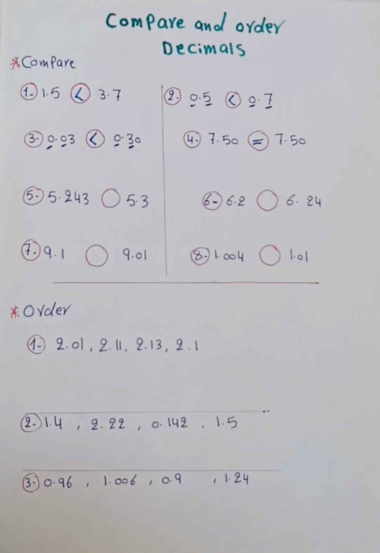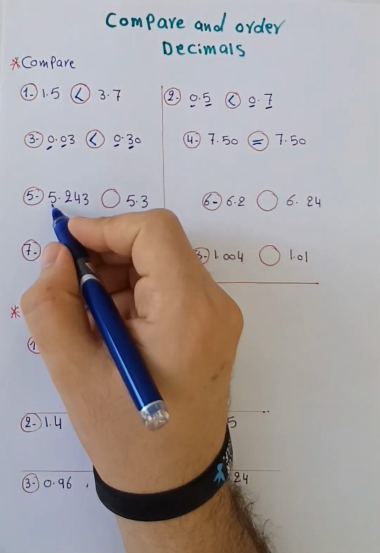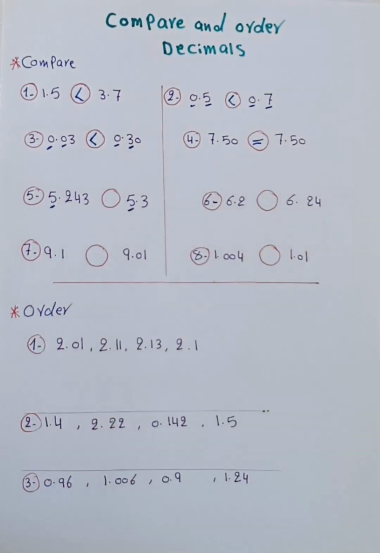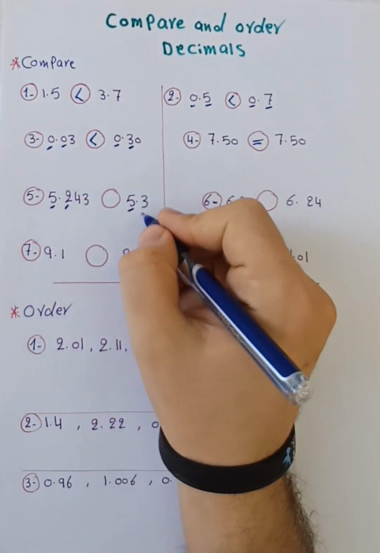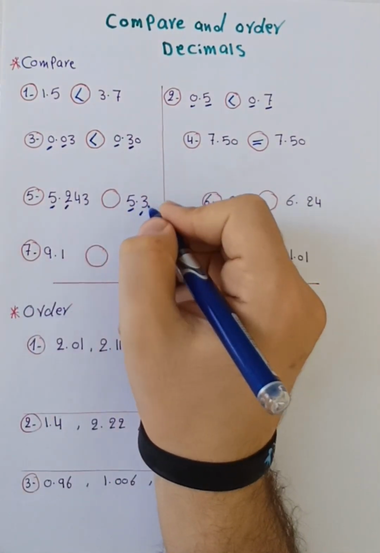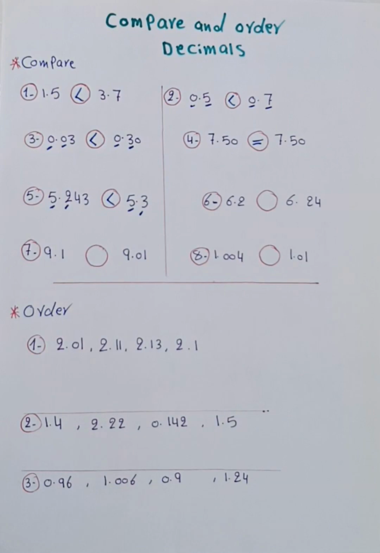Example number 5, you have 5.243 and 5.3. We have to compare one by one. The ones digit is 5, the ones digit is 5. The tenths digit is 2, the tenths digit is 3. 3 is greater than 2. It means 5.3 is greater than 5.243.